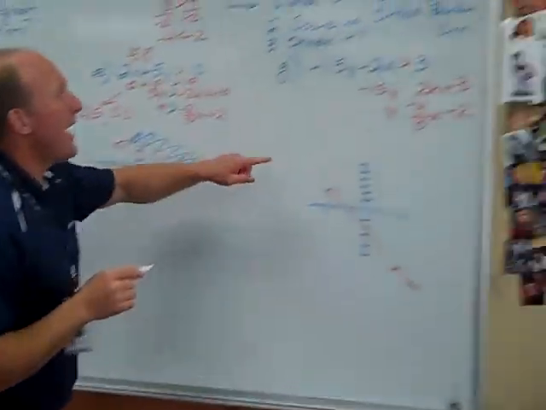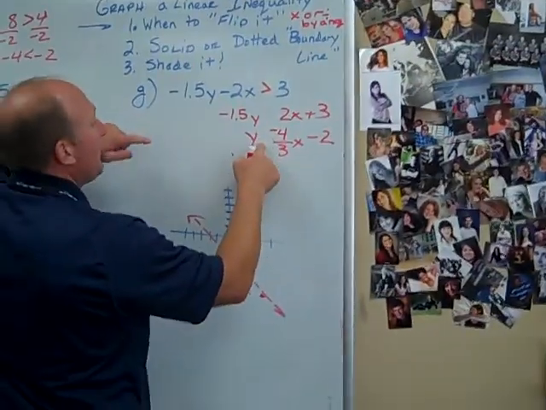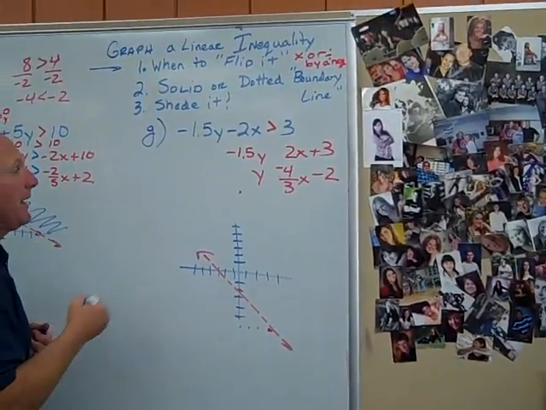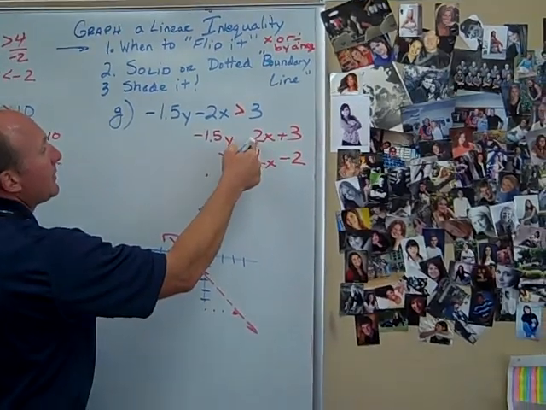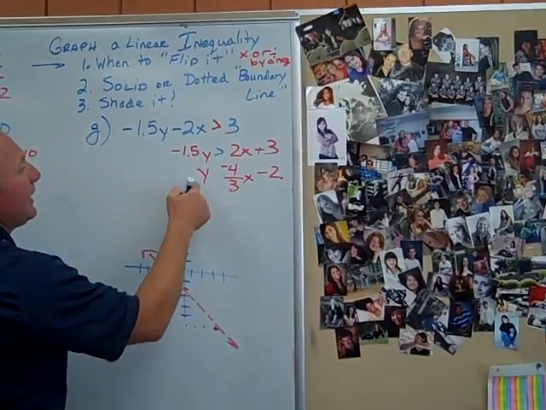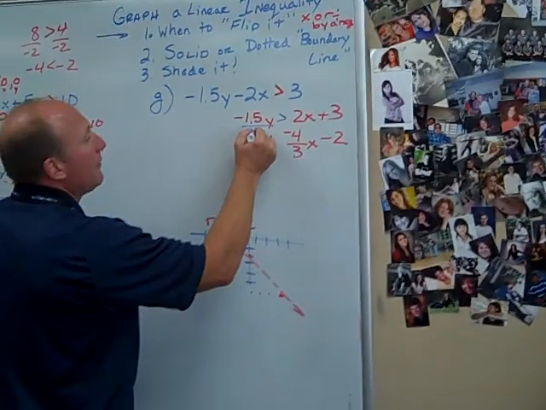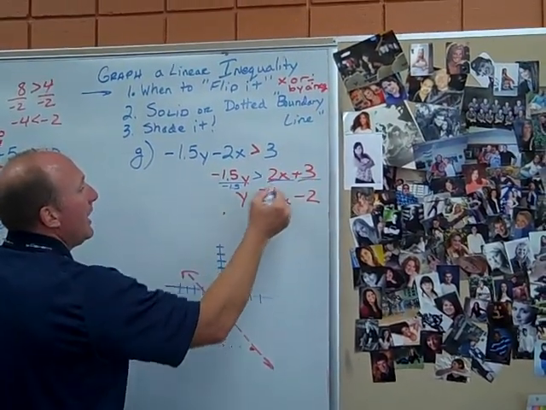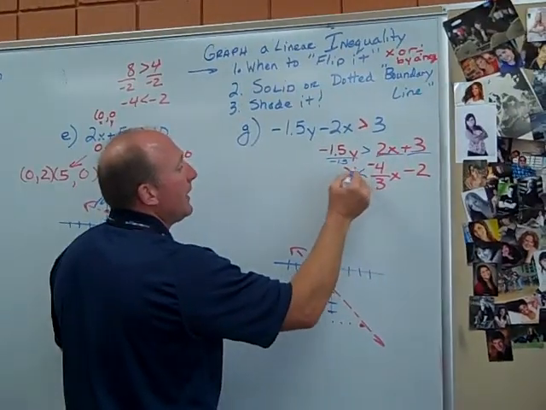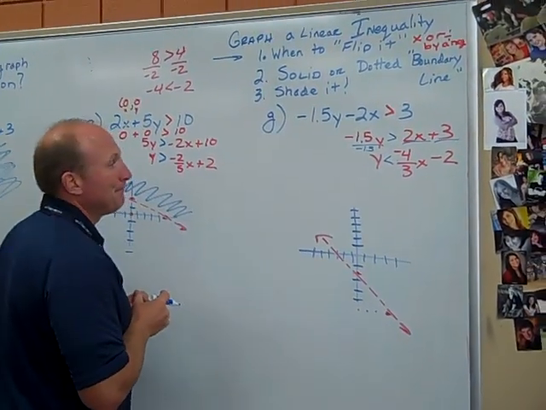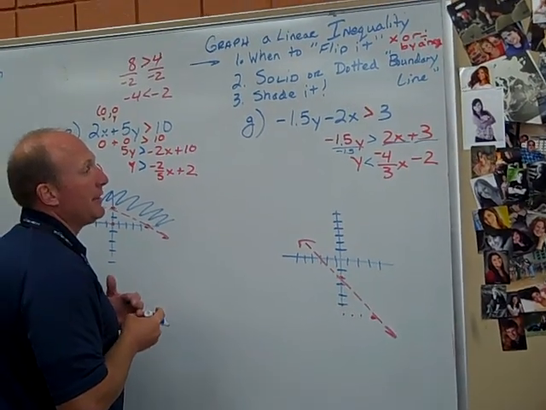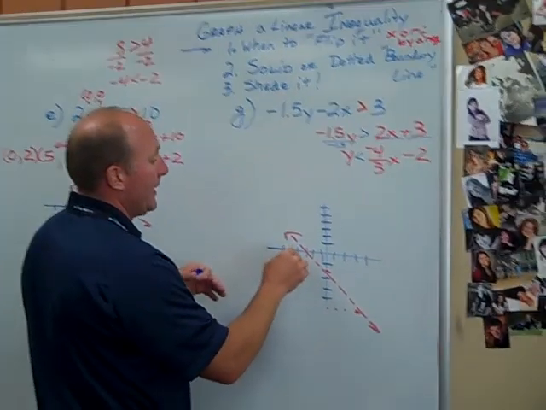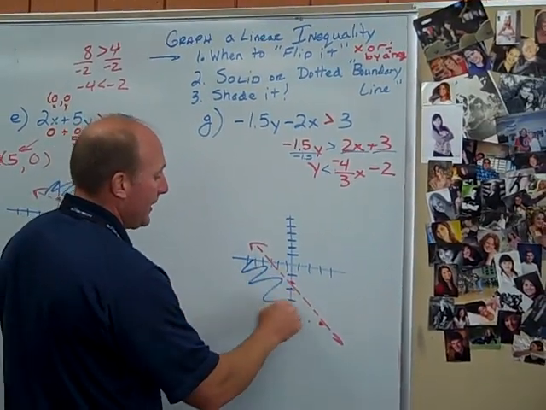Let's come over here to this last one. Now, the reason I left this out is because we had to remember back to step 1. When to flip it. I added the 2x, and now I should divide it by a negative 1.5 here. When I do that to both sides, I need to flip my inequality. Okay? Now the question comes up, which side should I shade? In this case, it's less than. Y is less than. So less than would be shade it below. This is where I'm going to end up shading.